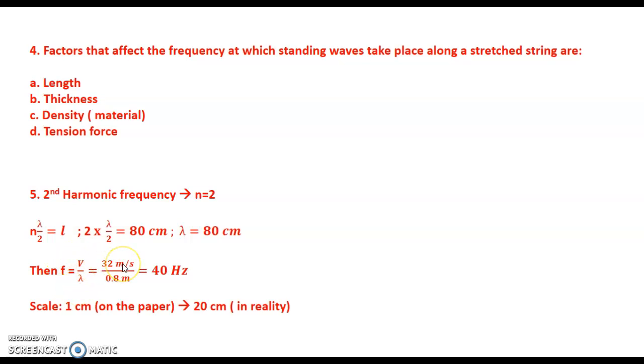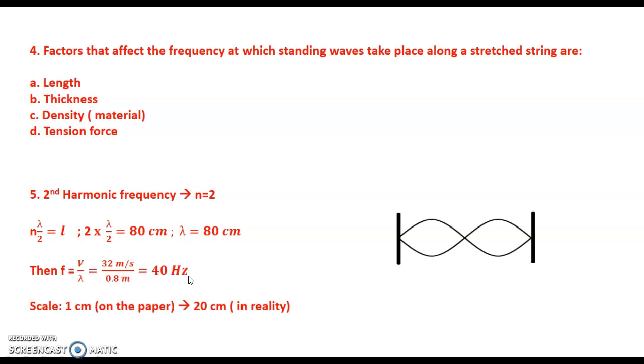V is the same as the one we calculated in the previous part, because the same nature of wave is propagating through the same medium, and we know that speed is dependent on the medium, not on the wave. So v remains the same, and lambda is calculated. Now we get 40 hertz.